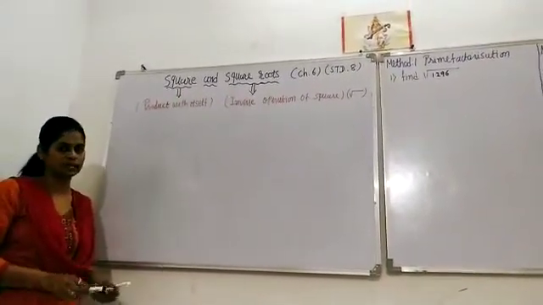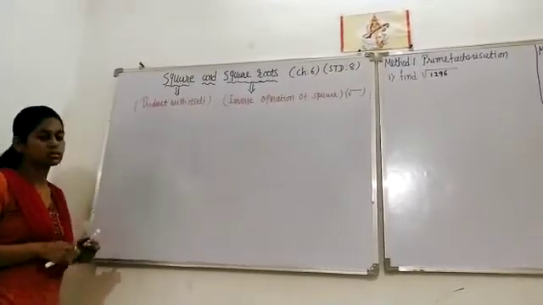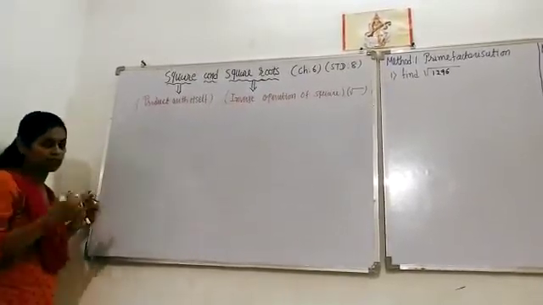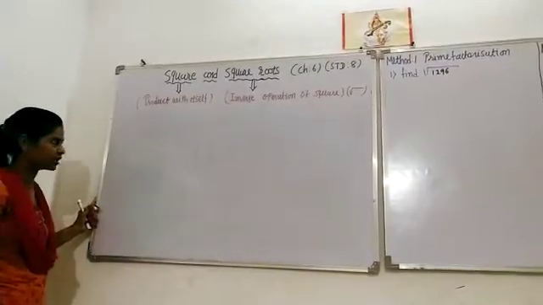Today our topic is square and square root. Square means you take the product of a given number with itself. It is called the square of a given number.